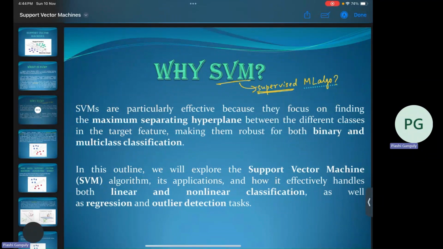The reason we use SVMs for all these tasks is that they focus on finding the maximum separating hyperplane between different classes in the target feature. This is what makes them robust for binary as well as multi-class classification. In this lecture, we will be exploring support vector machines, their applications, and how they effectively handle both linear and nonlinear classification as well as regression and outlier detection tasks.